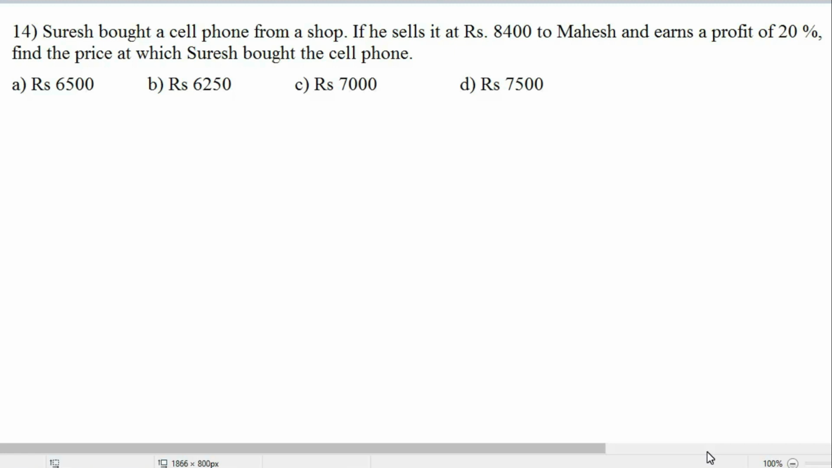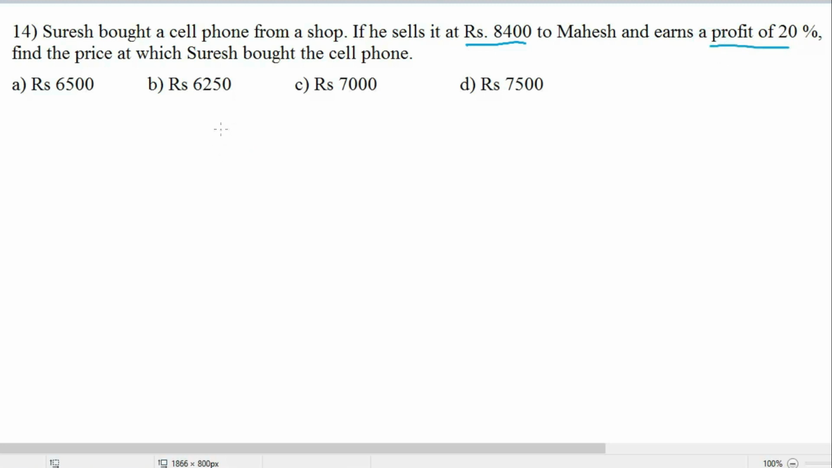Question number 14. Suresh bought a cell phone from a shop. If he sells it at 8,400 rupees to Mahesh and earns a profit of 20%, find the price at which Suresh bought the cell phone. His selling price is 8,400 and earns a profit of 20%.